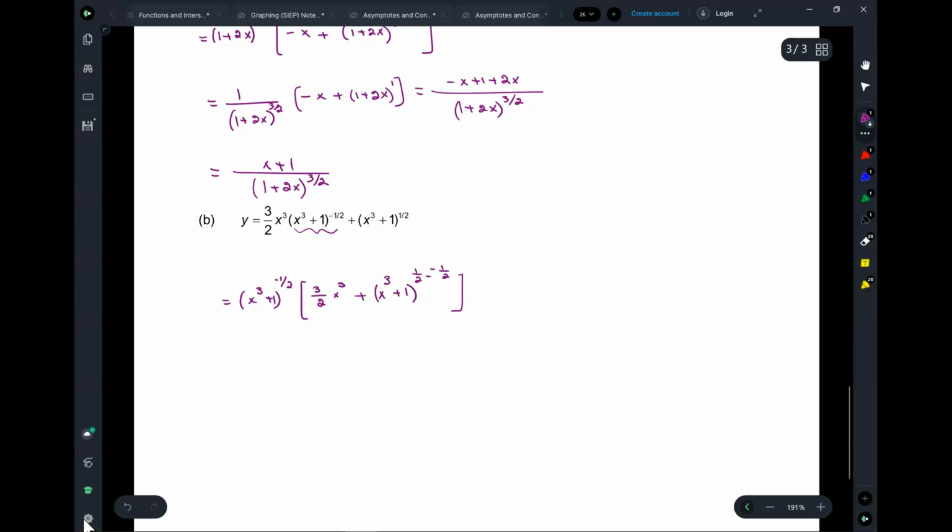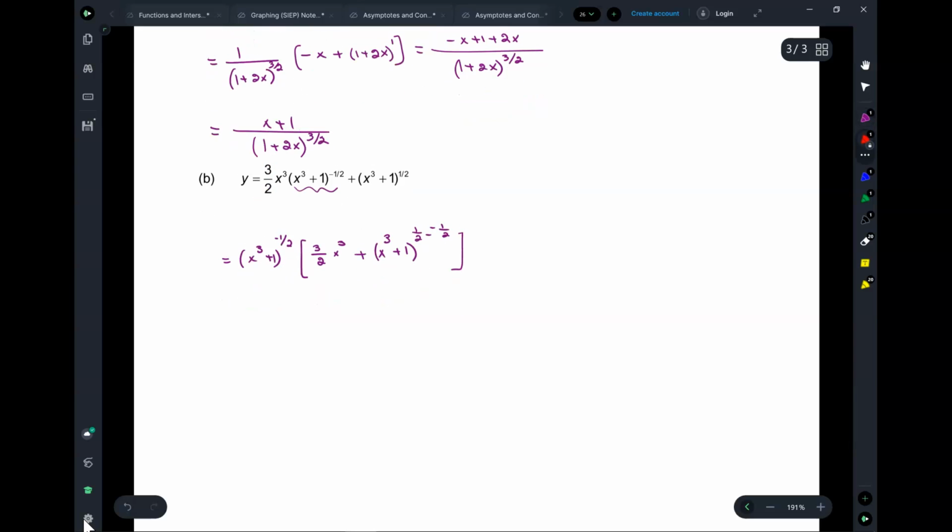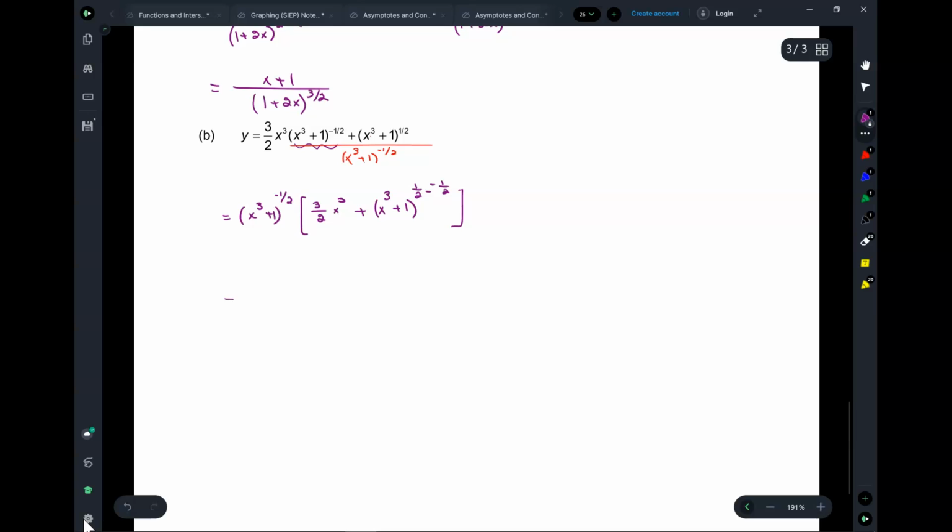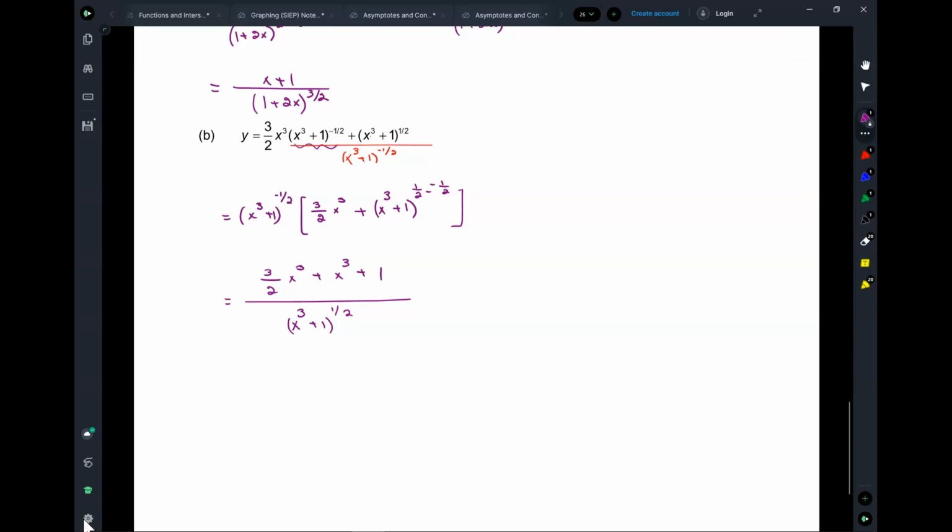Why is it that? Because again, we are dividing by what we factored out, and if you have the same base, different exponents, you subtract the exponents. Let's see if we can combine some steps. The (x cubed plus 1) to the negative 1/2 has to go to the bottom. It'll be (x cubed plus 1) to the positive 1/2. 3 over 2 x cubed plus x cubed plus 1. And this we can also simplify.